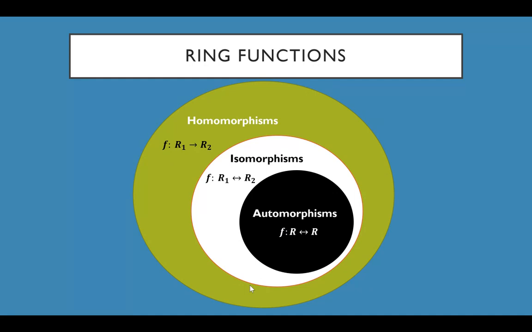Before we move on, let's just review ring functions. Notice my large circle is homomorphisms. This contains functions from one ring to another ring. If we then require that function to be a bijection, notice the double arrow, then we're going to call that an isomorphism. And then a subset of isomorphisms would be our automorphisms, where the domain and range are the same ring. This is a visual about how those all are related.